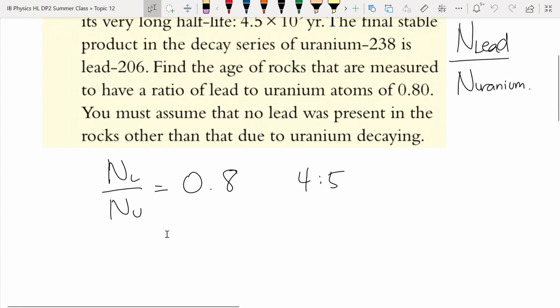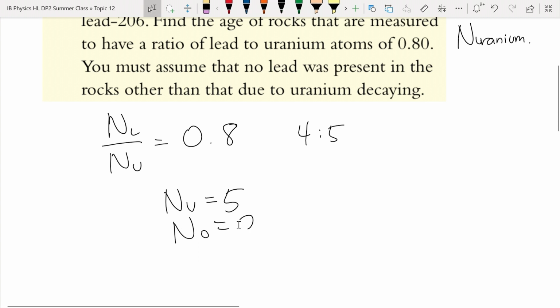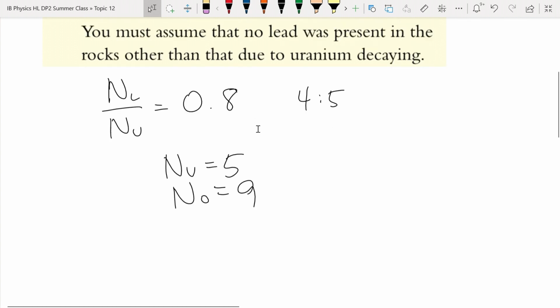So what does this mean? This also means that if the final number of uranium atoms can be said to be equal to 5, the initial number would have been around 9. 4 of these turn into lead, and then the remaining is the uranium. Now here, there are two ways to do this. There's a long way and there's an easy way. I'll tell you the easy way.